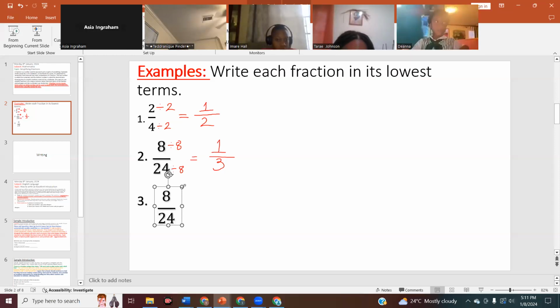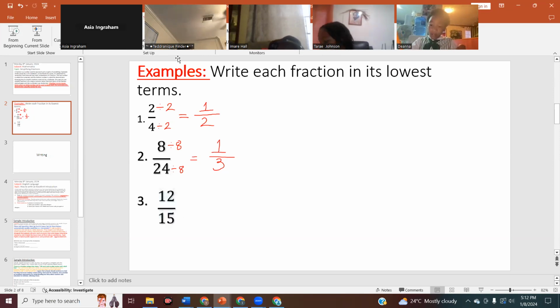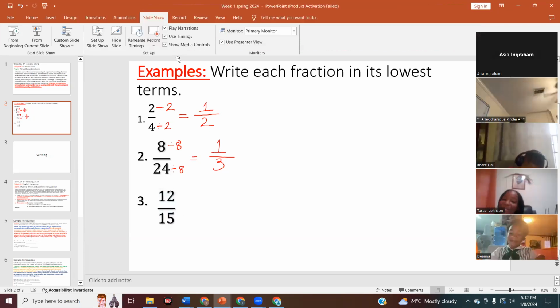All right, so this will be our third and final one. Let's use 12 and 15. Now looking at this, what number can go into 12?